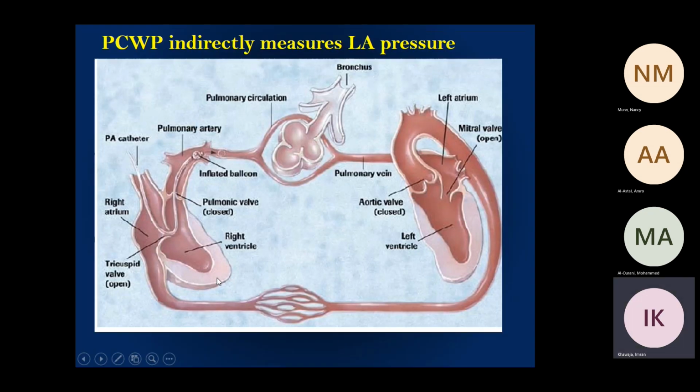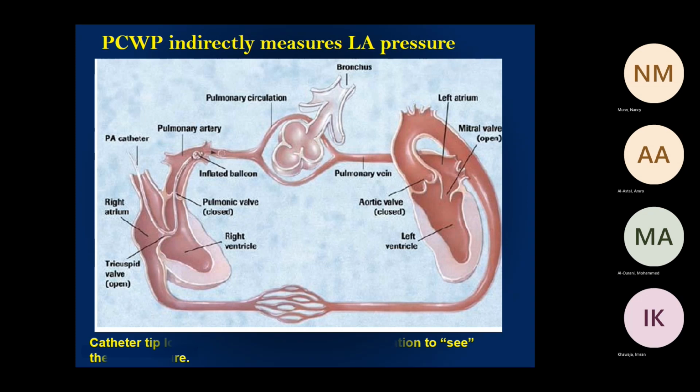Okay, so what we try to do, with this one in place and the balloon inflated, you basically have a continuous column of blood that extends from the tip of the catheter to the left atrium. So you're basically looking, this Swan-Ganz is looking into the left atrium through the pulmonary circuit. So this wedge pressure or occlusion pressure is an indirect measurement for left atrial pressure, with certain limitations that I also will discuss.